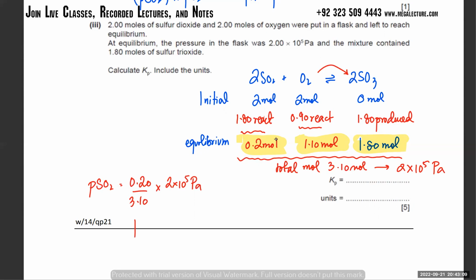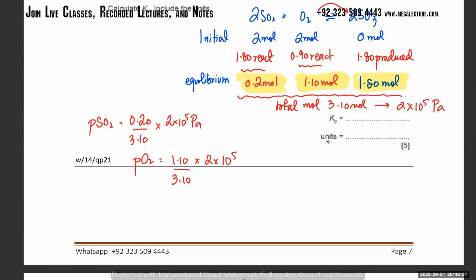Yes, sir. Now I'll find the partial pressure due to O2. Out of all these moles, the moles of O2 is 1.10. So that's 1.10 divided by 3.10 times 2 times 10 power 5. And then work out the SO3 one as well, with 1.80.